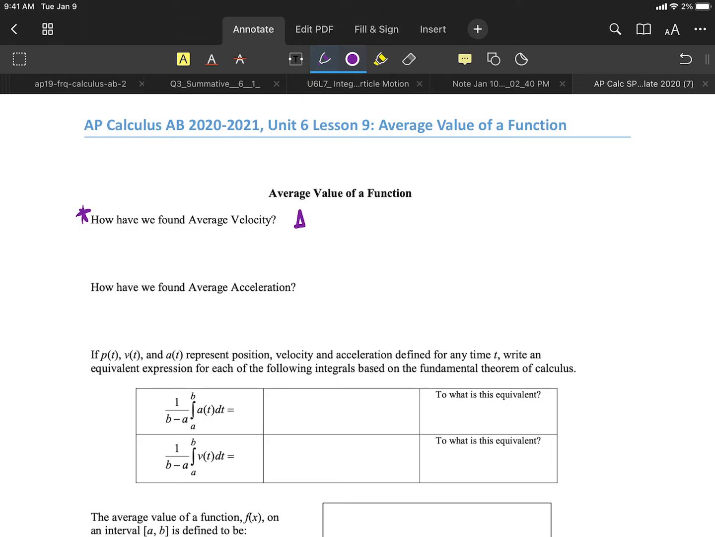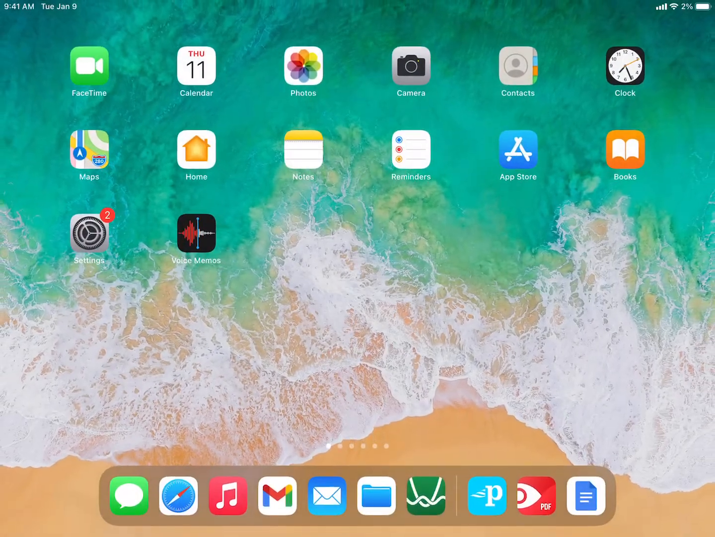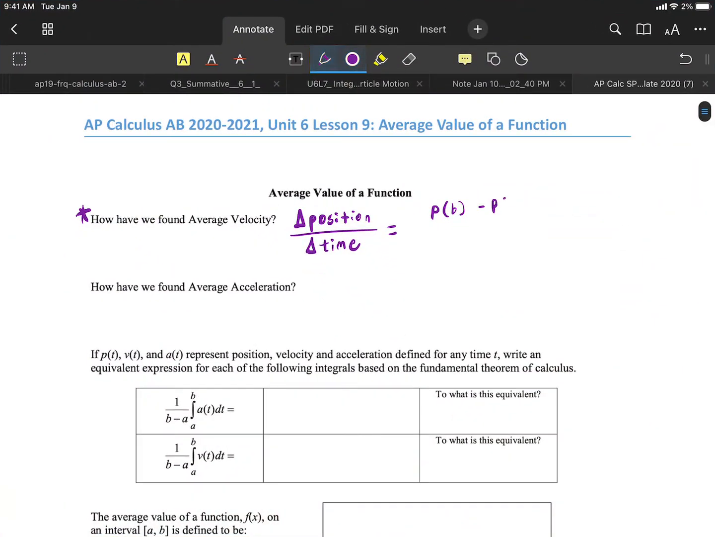Well, it's the change in position over the change in time, right? You know that, so don't forget that. It's just how fast were you going? Distance over time. And so if we use our normal notation, the change in position, we'd say this is position B, the end, minus position A, all over the change in time, B minus A, right?